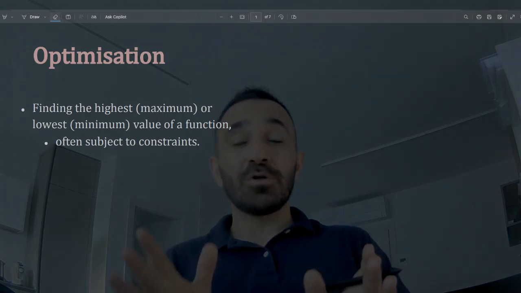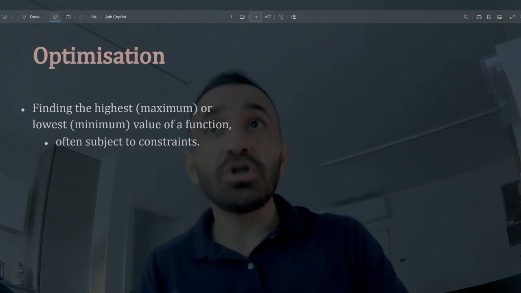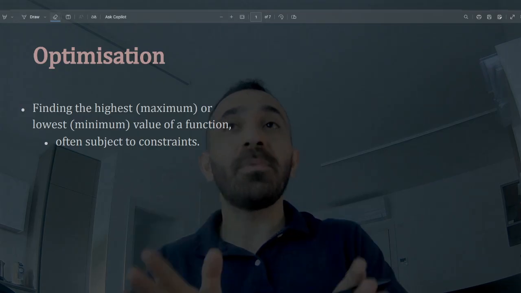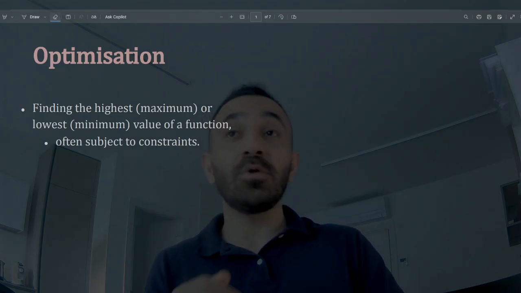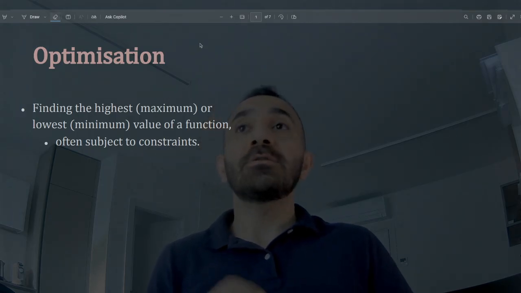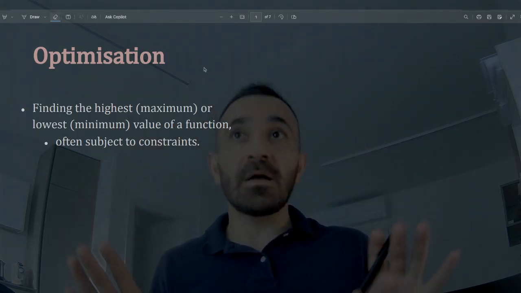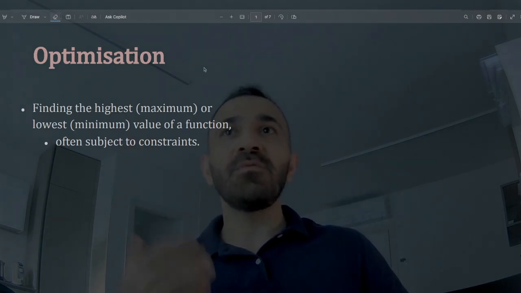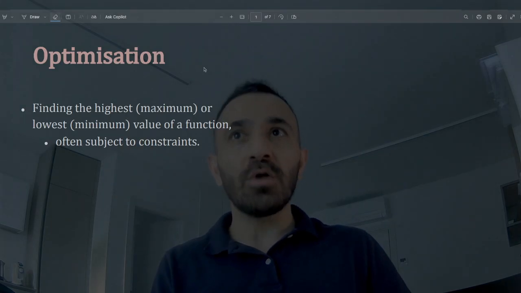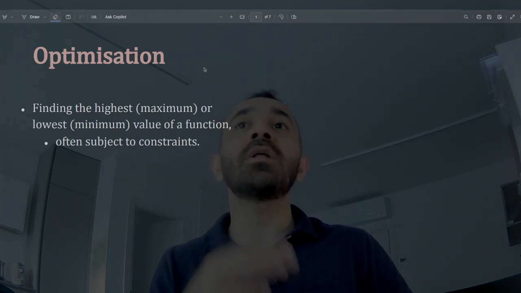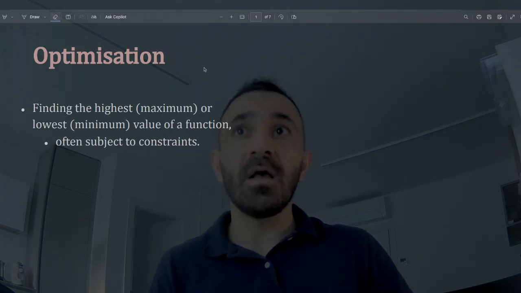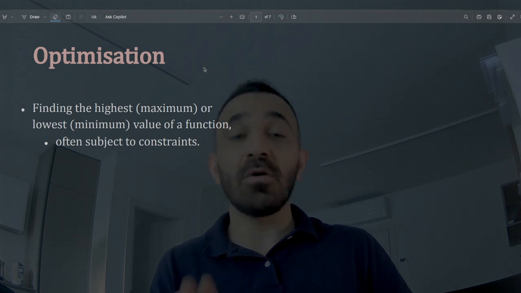So remember, I'm trying to simplify the idea of optimization just to let you get prepared for your final exam if you're a DP2 student. So what is optimization? Let's summarize and simplify it like this. When we talk about optimization, we are trying to find the highest or the lowest value of a function, often subject to constraints. What does it mean?